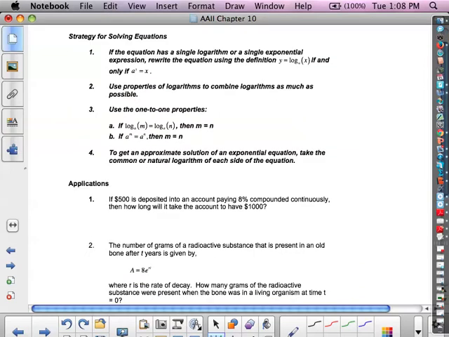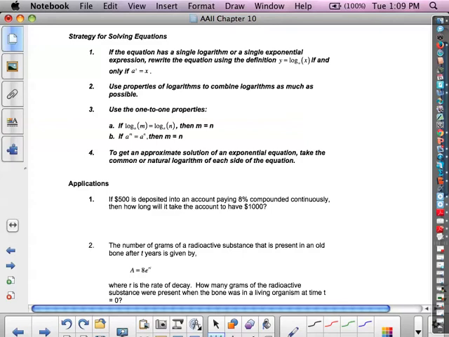Okay, so the solving strategy is: 1, if the equation has a single logarithm or a single exponential expression, rewrite the expression using the definition y equals log base a of x if and only if a to the y equals x. 2, use properties of logarithms to combine logarithms as much as possible. 3, use the one-to-one property. 4, to get an approximate solution of an exponential equation, take the common or the natural log of each side of the equation.